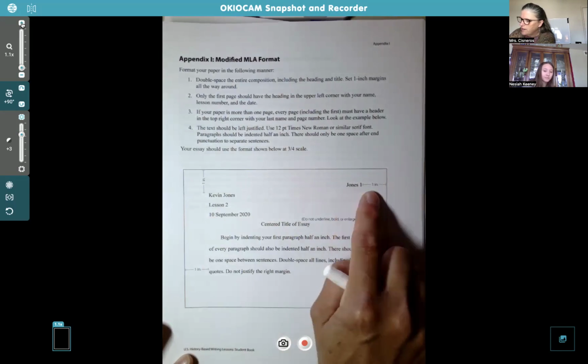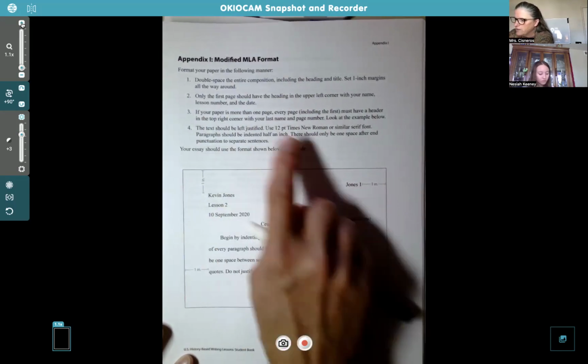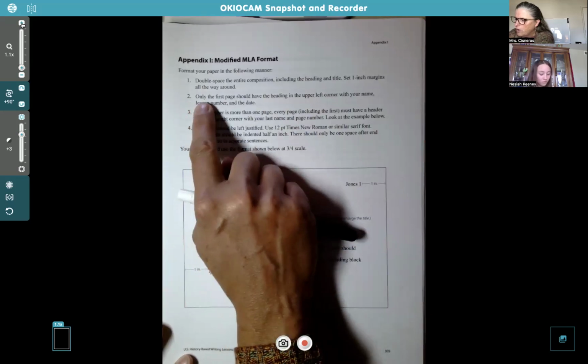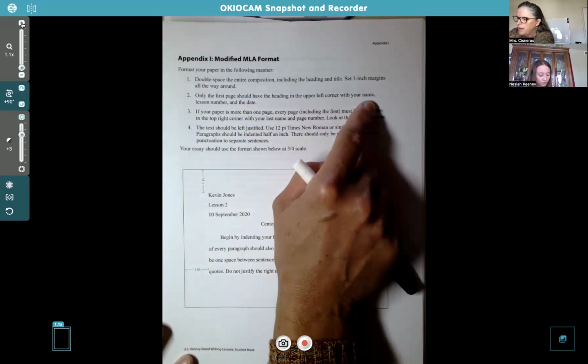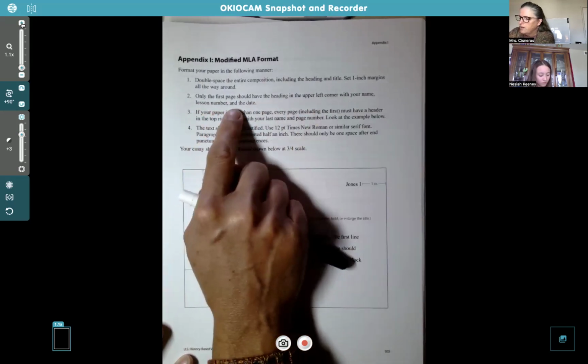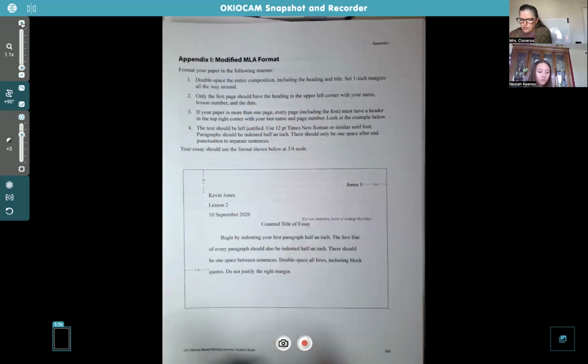And then over here on the side, this is called a header. So it says number 2 at the top here. Only the first page should have the heading in the upper left-hand corner with your name, lesson number, and the date. So there's a function.